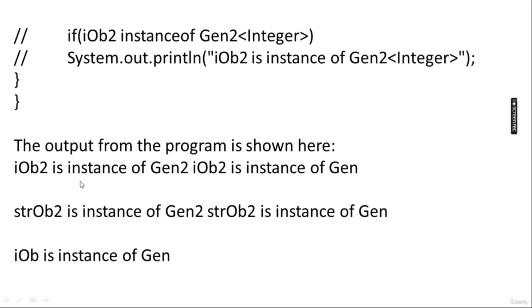The output is: iOb2 is an instance of Generic2. iOb2 is an instance of Generic because iOb2 is inheriting the class Generic. strOb2 is also Generic2. strOb2 is an instance of Generic because strOb2 is of type Generic2 and Generic2 is extending Generic, so strOb2 is indirectly an instance of Generic. iOb is an instance of Generic.